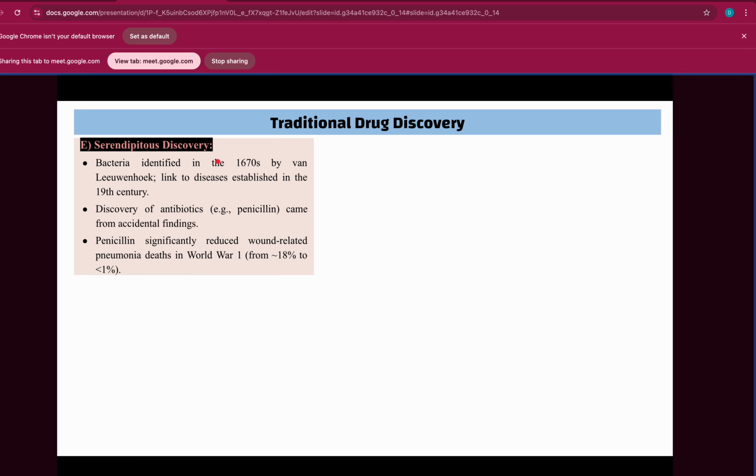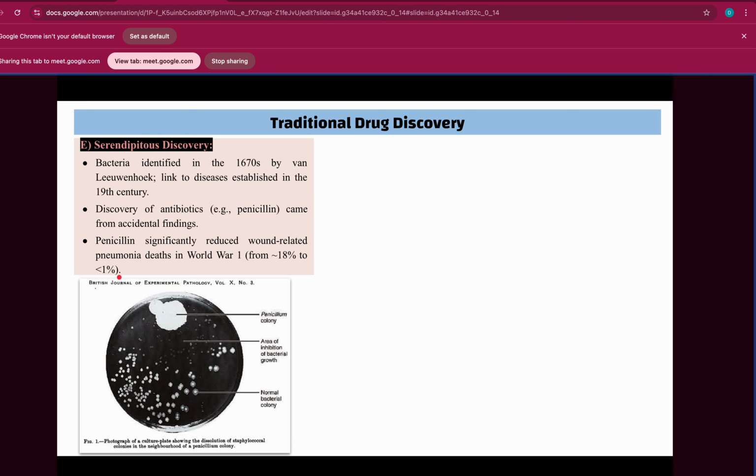So the next type is serendipitous discoveries, which are identified by accident. Bacteria were identified in the 1670s by Van Leeuwenhoek, and were linked to disease in the 19th century. Until that time it was not known that these bacteria are also responsible for certain disease conditions. The discovery of antibiotics, penicillin, came from accidental findings. Penicillin, the most well-known antibiotic, was discovered by accident. It significantly reduced wound-related and pneumonia deaths in the First World War, bringing the death rate from 18% to less than 1%.